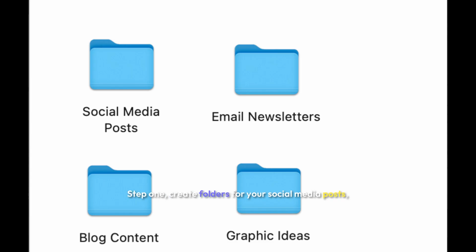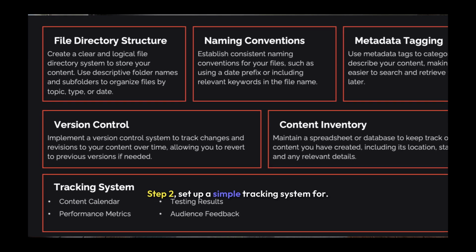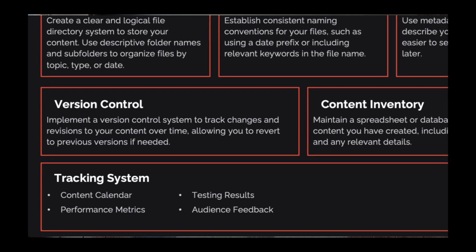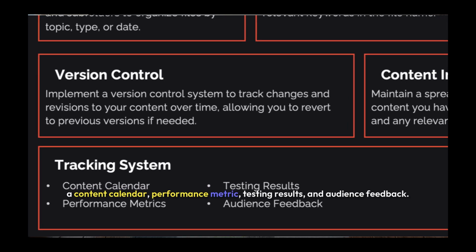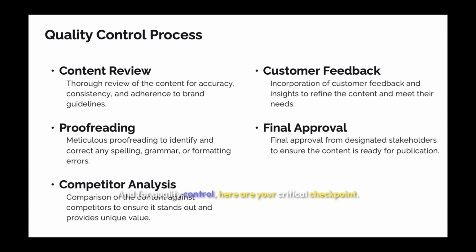Step 1, create folders for your social media posts, your email newsletters, your blog content, and your graphic ideas. Step 2, set up a simple tracking system for a content calendar, performance metric, testing results, and audience feedback. And for quality control, here are your critical checkpoints.